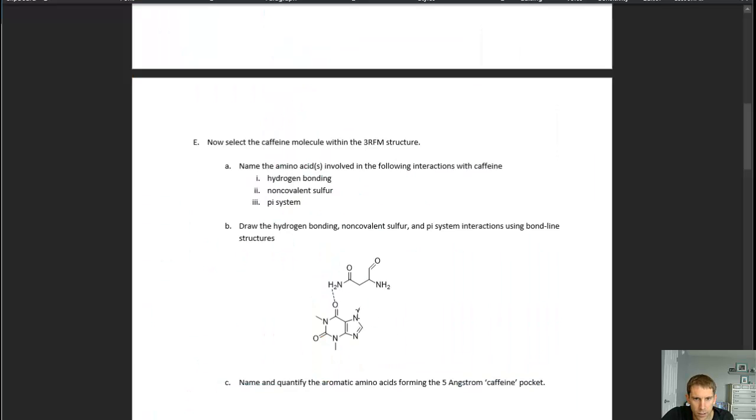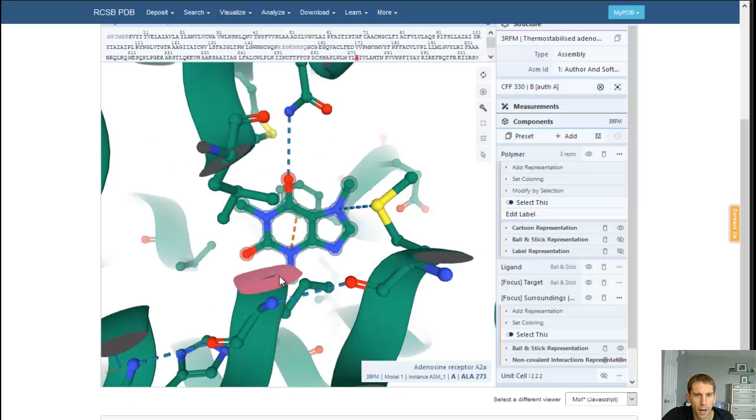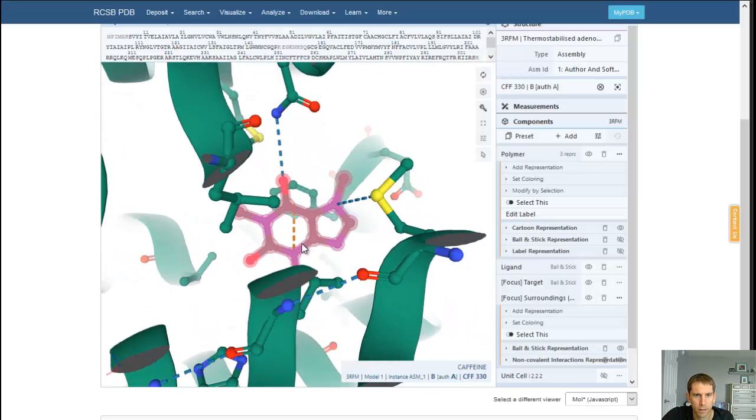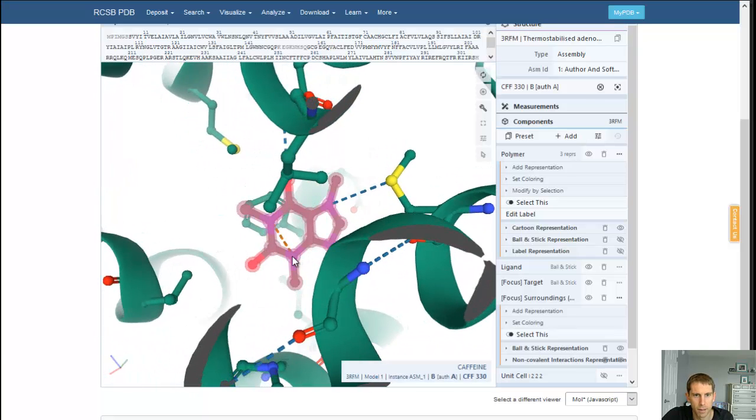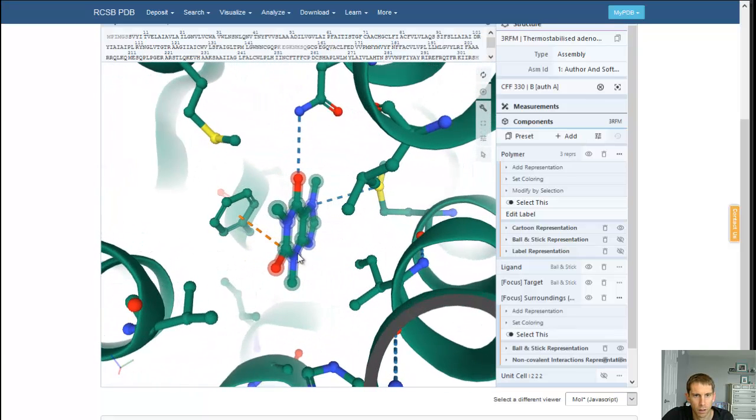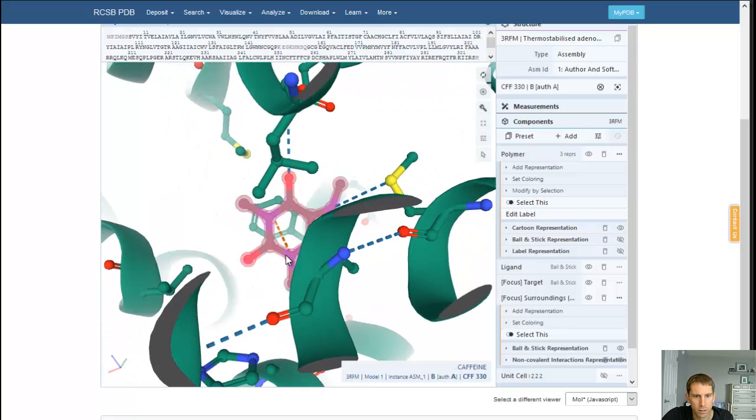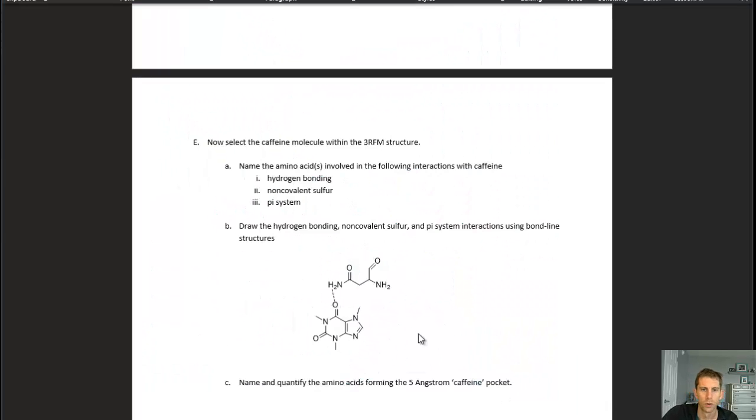So let's go back here. So the nitrogen here with the methyl group on it is forming a non-covalent bond with the sulfur of methionine. So you'd want to draw that in from here. And then for the pi system interaction, that is the nitrogen on the bottom of the 6-membered ring having an interaction with the pi system of phenylalanine. So going back to the worksheet, let's look at these interactions a little bit.